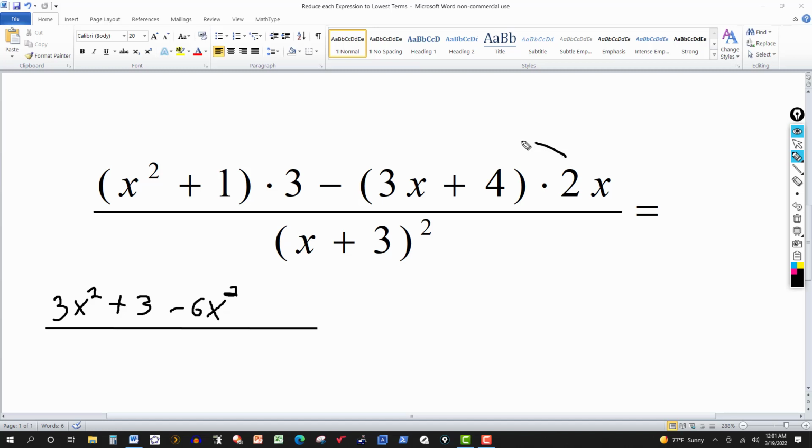Okay, so I'm multiplying here, and then I'm going to multiply here. At the same time, I distribute the negative. So just make this a minus 4 times the 2x, then we get minus 8x. Denominator already factored out, stays the same. Quantity x plus 3 squared.